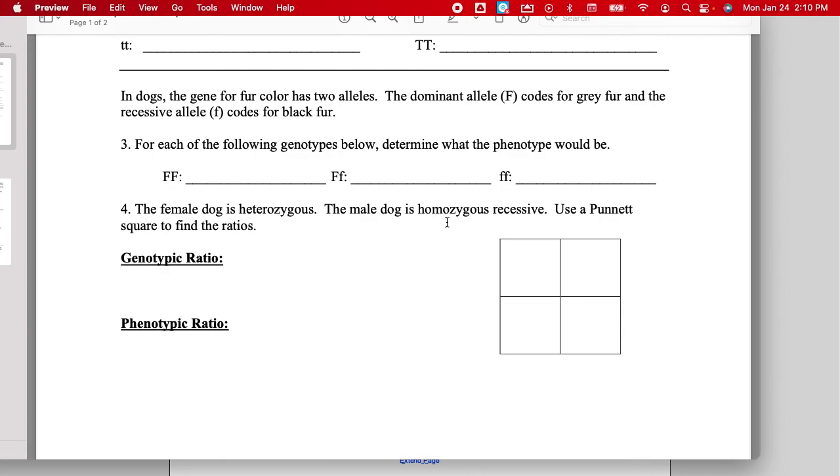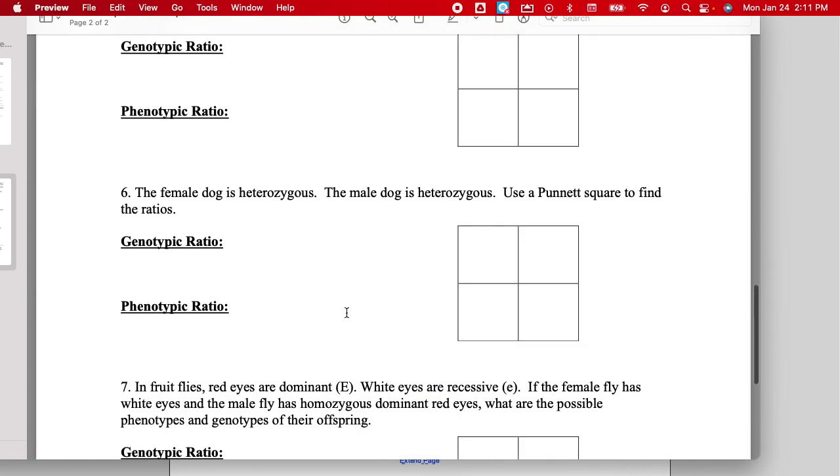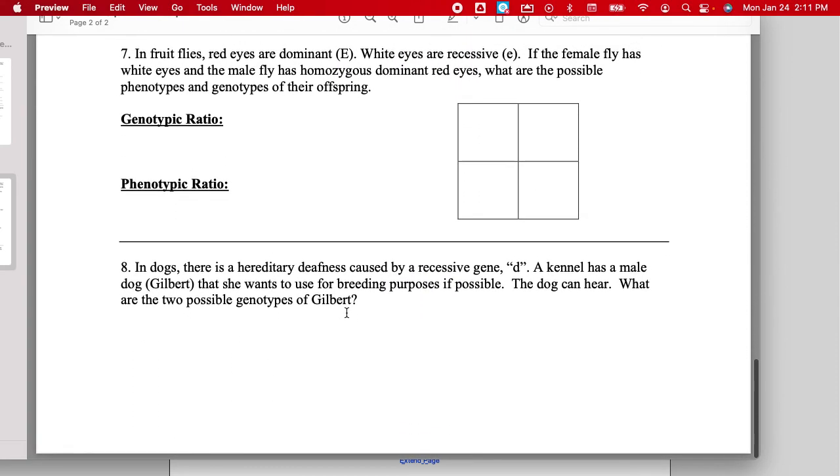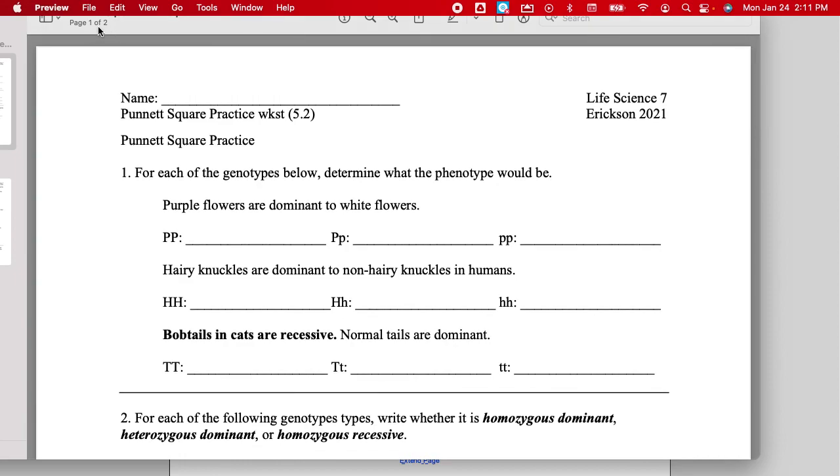The male dog is homozygous recessive. Homo means the same and recessive means lowercase. So dad is going to be little f, little f. So one parent's going to be big F, little f, and the other parent's going to be little f, little f, and you're going to fill in your Punnett square, and you're going to tell me your ratio. And then for the phenotype, you'll tell me if it's black fur or gray fur. And then there's a few more dealing with dog colors, and some more sample problems. But this is the assignment.